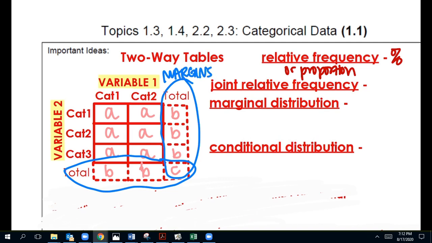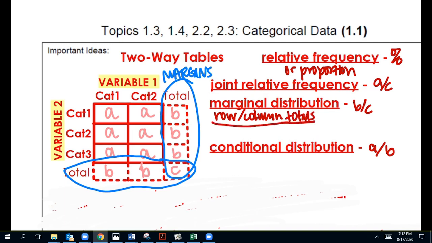of the table. So a joint relative frequency would be like A over C. Any value from the inside over the total. The marginal distribution would be like any value from the outside of the table over the total, and then a conditional would be any inside value over a margin value. And so that's like A over B. The marginal is going to be row or column total over table total.